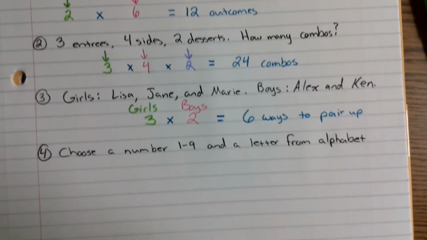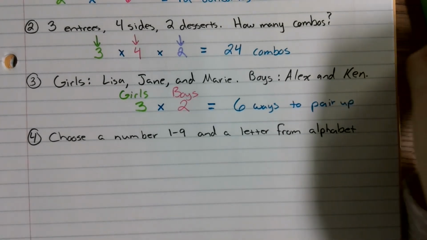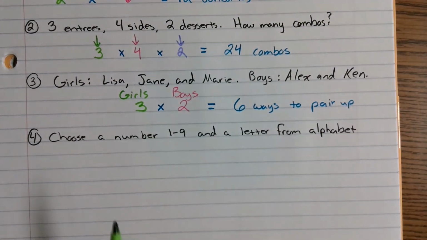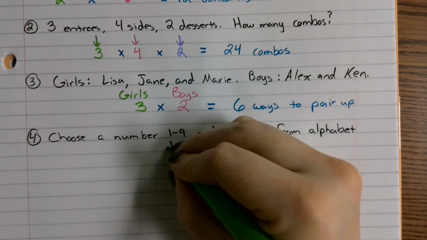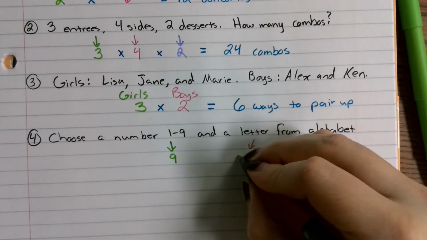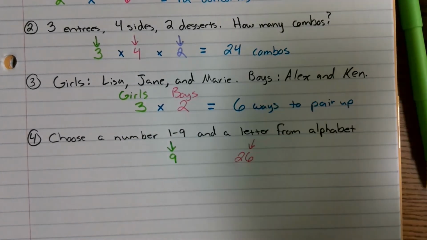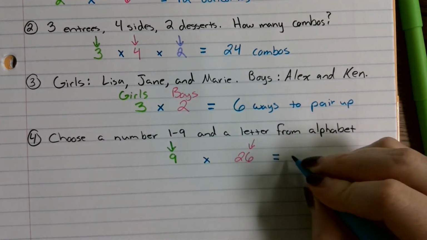I want to choose a number 1 through 9 and a letter from the alphabet. How many numbers are between 1 and 9? 9 numbers. How many letters are in the alphabet? 26. So now I multiply 9 times 26. 234. Very good.